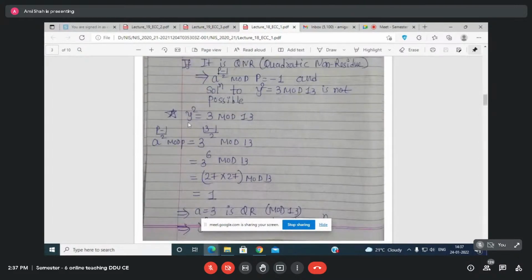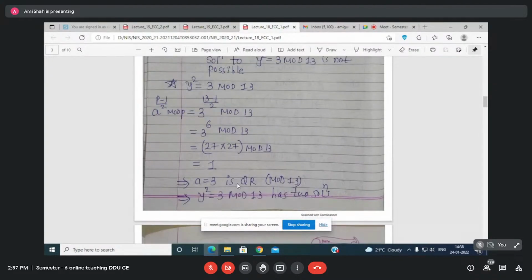In the last class also I discussed this scenario. In this case, the square roots are not possible, so you have to check for quadratic residue. For that, you take a raised to (p minus 1) by 2 mod p. Now here you are getting 1, so the meaning is it is a quadratic residue, and if it's a quadratic residue, now the solution is possible.